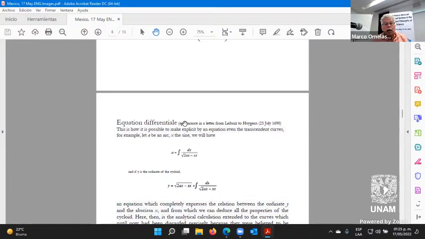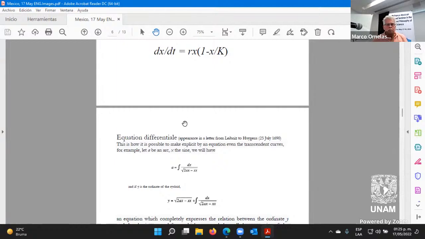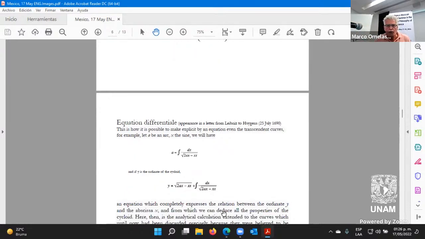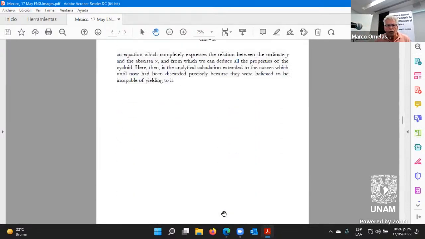I just translated a letter, later in French, by Leibniz to Huygens on the 25th of July 1690 exactly. And I think in this publication, it's the first time that it is spoken of a differential equation. The expression is by Leibniz, okay? He gives the value. You may see how it works.